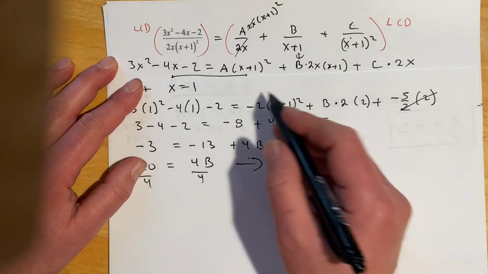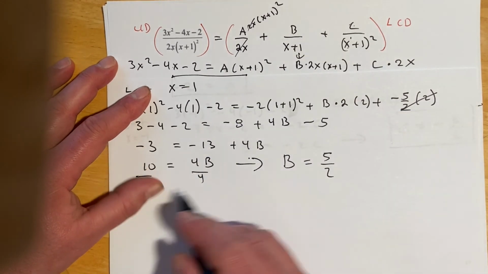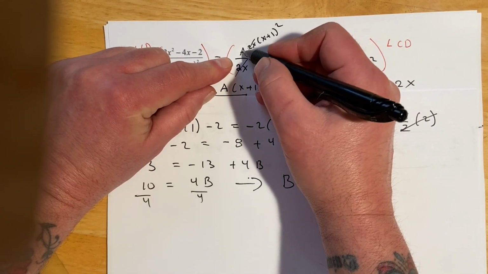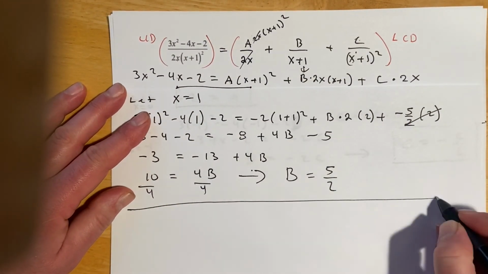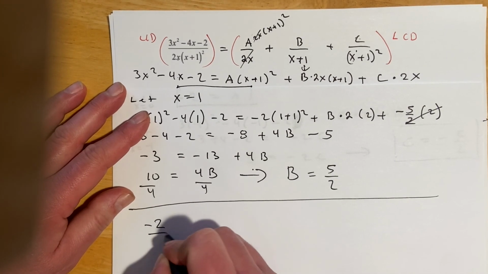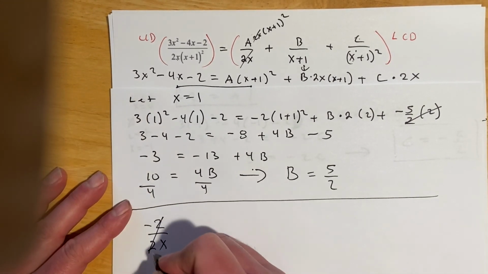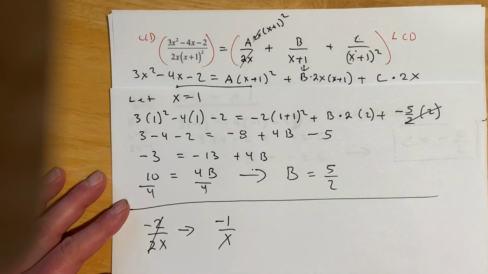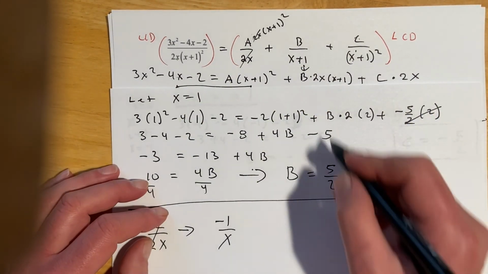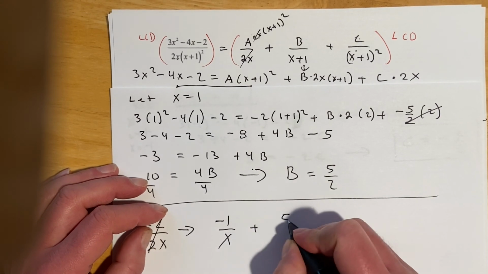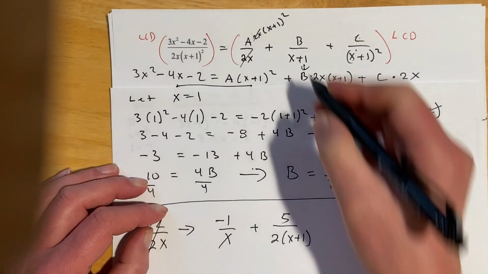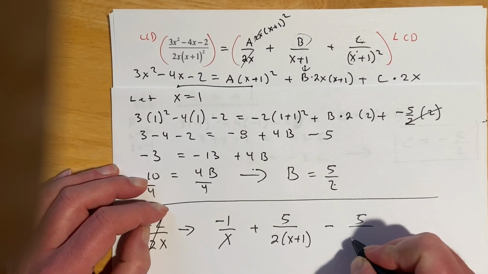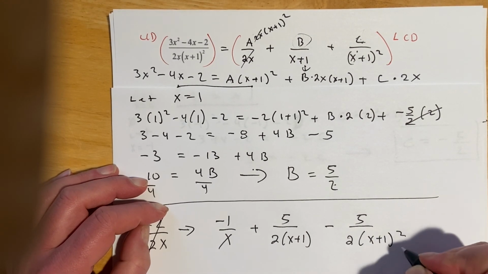So then finally going back to this original equation up here, we would have a was -2. So notice when I put in -2 for this a back here, I'm going to have -2 over -2x, and those are going to cancel. So I'm going to write this as negative 1 over x for that first term, just so I don't have to rewrite all of it a couple of times. B, that's going to be plus 5 over 2x plus 1. So there's my B was 5 halves. And then that C was negative 5 halves, so we'll make that minus 5 halves over x plus 1 quantity squared.